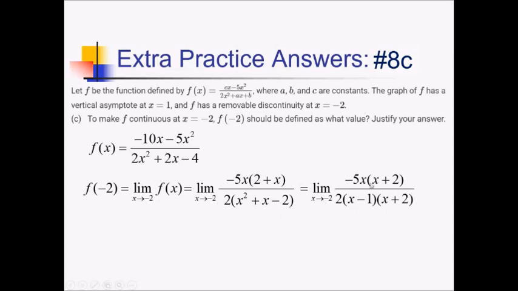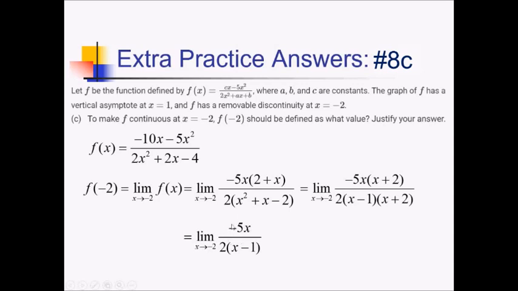And then we can definitely cancel out those x plus 2's. So this is negative 5x over 2 parentheses x minus 1. Notice that I still have the limit as x approaches negative 2 sticking around here because I have not actually evaluated the limit yet. I'm just rearranging things. But now that I've canceled out the problem child here, I can plug in negative 2, and I don't need the limit anymore after I do that.